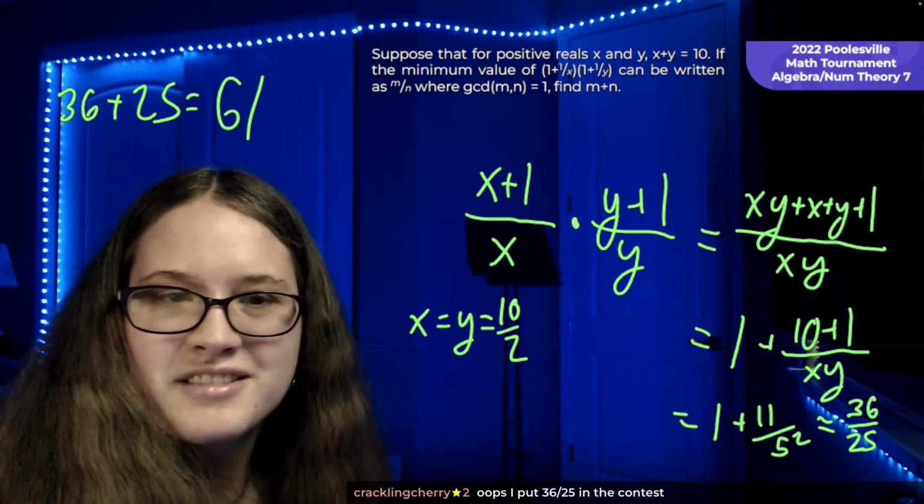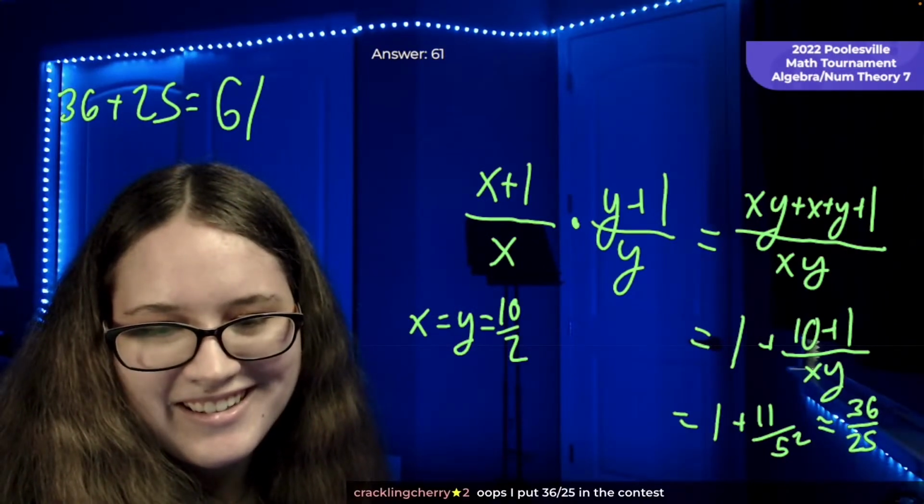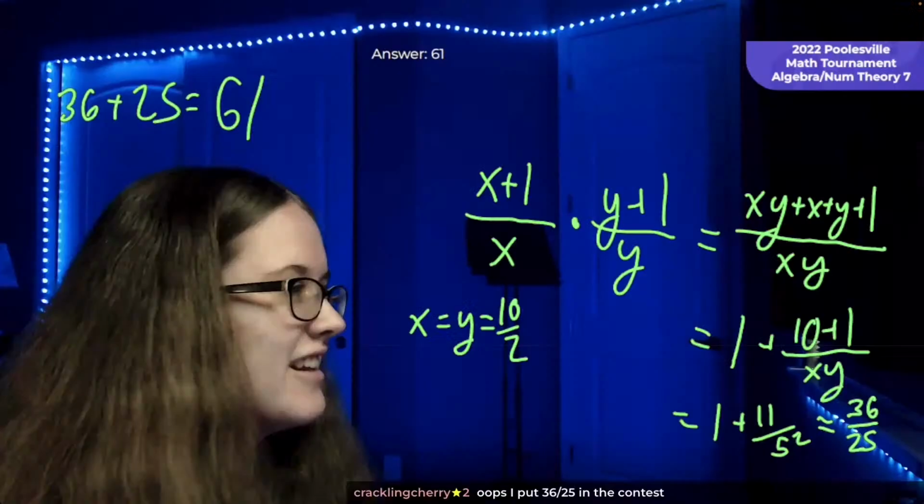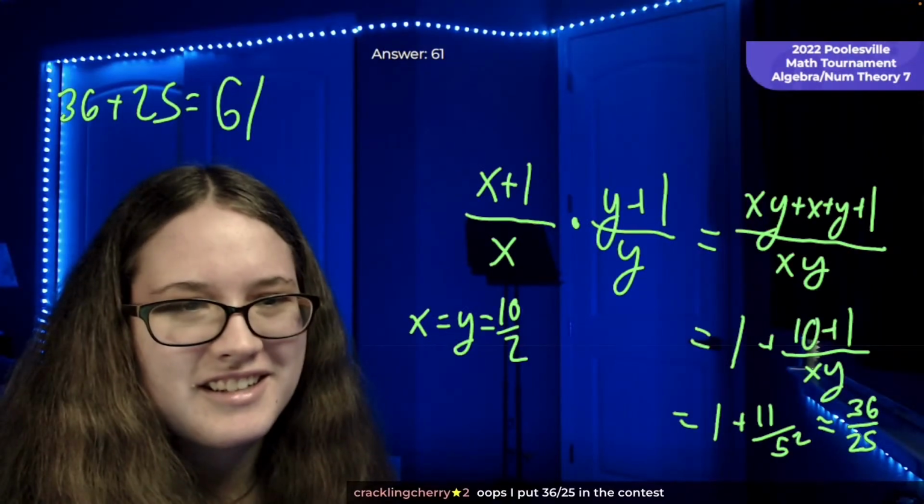What do you think, Aiden? Yeah, I think everything seems right. And Crackling Cherry also said that they put 36 over 25 in the contest, which is unfortunately not the right answer, but it's what we got. Yeah, it's important, after we sum it though, to double check what the question asks for. Otherwise, you make silly mistakes.